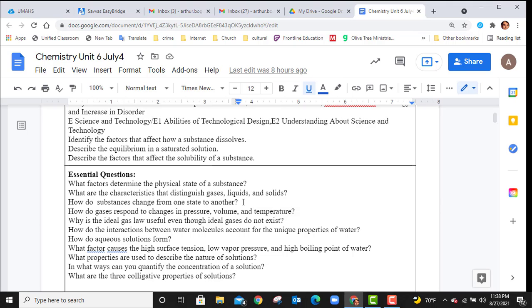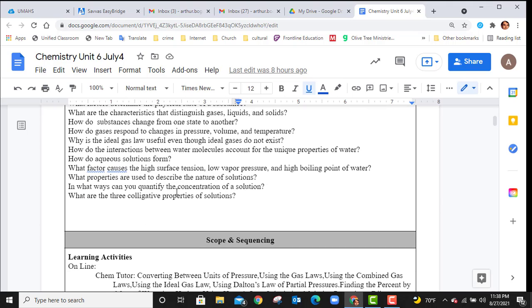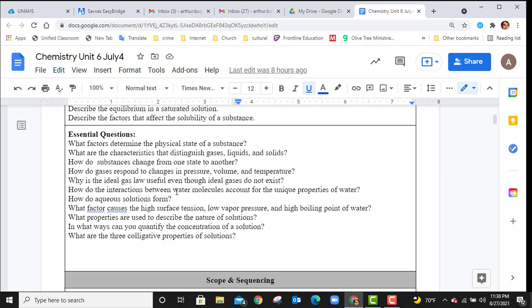So when you start the class, you can start with some of these essential questions. Students can have a notebook, write in the notebook, and make a discussion out of it. What factors determine the physical state of a substance? That means, for example, water can be in a solid form, ice, or a liquid form, or it can be as an invisible vapor.